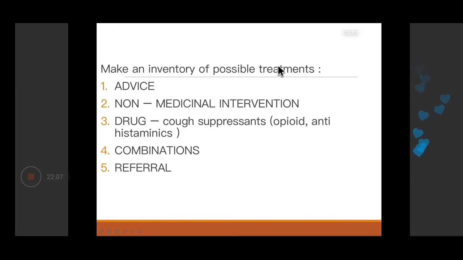Make the inventory of the possible treatments. Number 1 could be advice: stop smoking, probably he's smoking. Non-medicine interventions. Drug could be cough suppressants. If it is a non-infective cough, it could be treated with opioids or antihistaminics. Herein you bring in your knowledge of the respiratory system. Select various cough suppressants. Then you could think of prescribing some combinations. Or if you cannot treat the patient, you have to give a referral. So this will be the inventory of the various possible treatments that you can have for this illness.